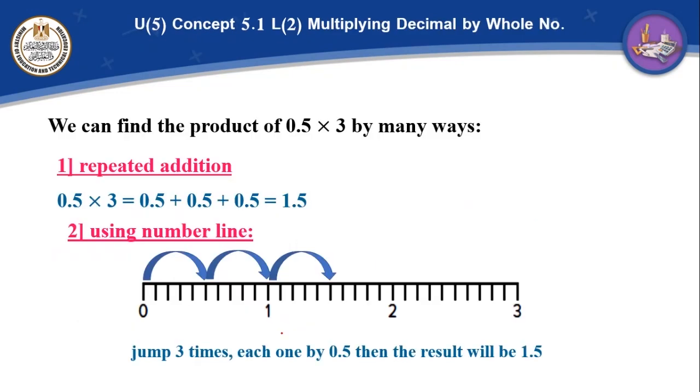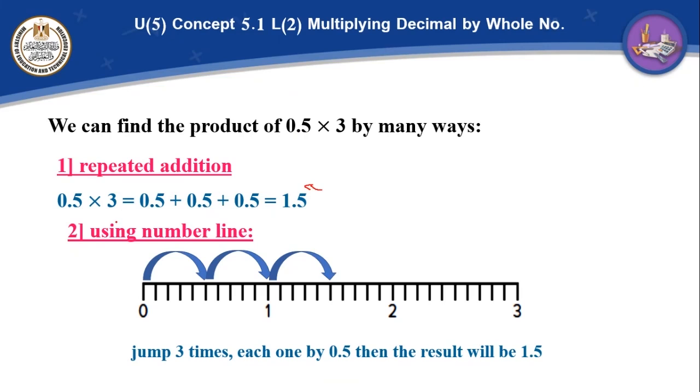Lesson 2. Multiplying a decimal by a whole number. We can find the product of 5/10 by 3 in many ways. Way number 1, repeated addition. 5/10 repeated 3 times, so we can rewrite it as 5/10 + 5/10 + 5/10. 5 + 5 = 10. 10 + 5 = 15. And the decimal point after one digit, from right to left.